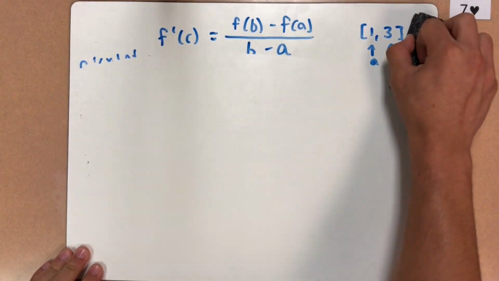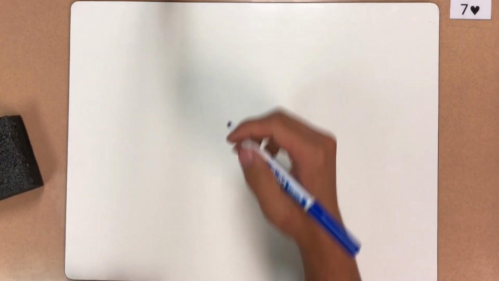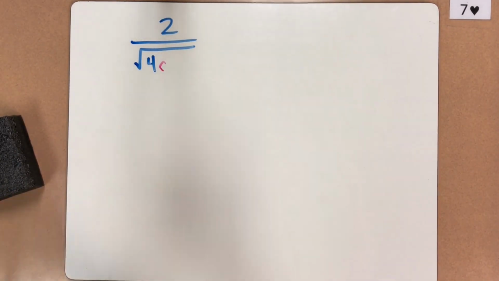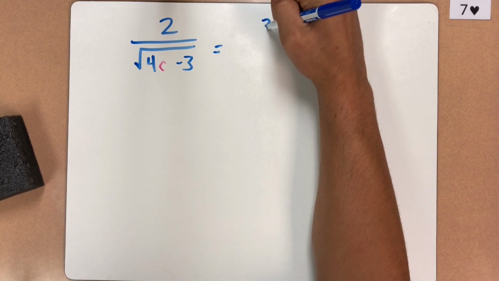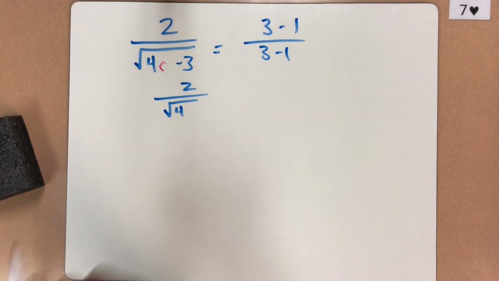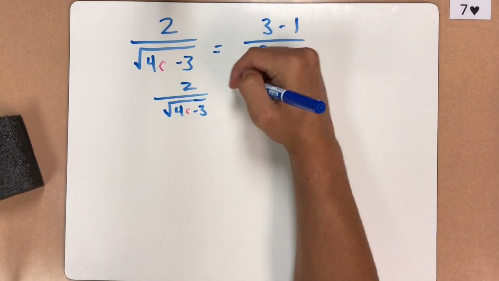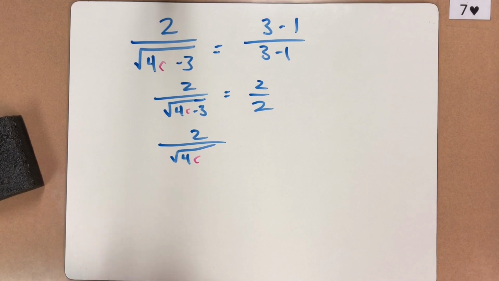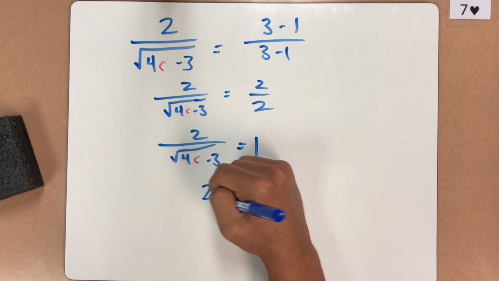So 2 over the square root of 4c minus 3 is equal to 3 minus 1 over 2. We can simplify the 3 minus 1 to 2 to get 2 over the square root of 4c minus 3 is equal to 2 over 2, which would simplify out to be 1. So 2 over the square root of 4c minus 3 is equal to 1.